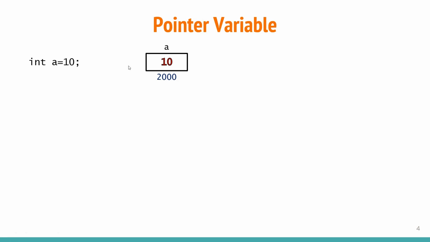Now, what if we would like to print the memory address associated with the variable as the output? What do I mean by that? When I say printf %d, a, it would print 10. So what does that mean? It is printing the value associated with this variable. Now what if I want to print 2000? I can write a statement like this: printf %u ampersand a. As you can see here, we use the symbol called ampersand to display the address of a variable.